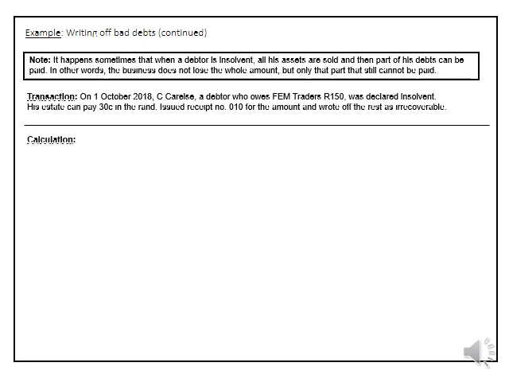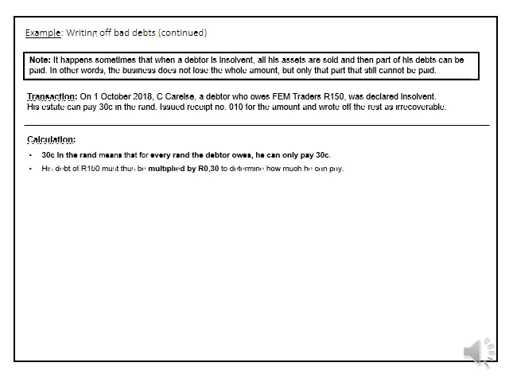To calculate, 30 cents in the rand means that for every 1 rand that the debtor owes, he can only pay 30 cents. That means we need to take his debt of 150 and multiply it by 30 cents to determine how much he can pay, which in this case will be 45 rand.